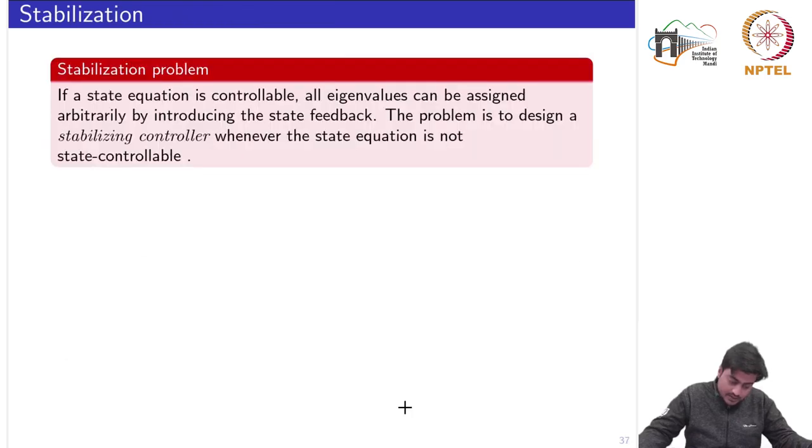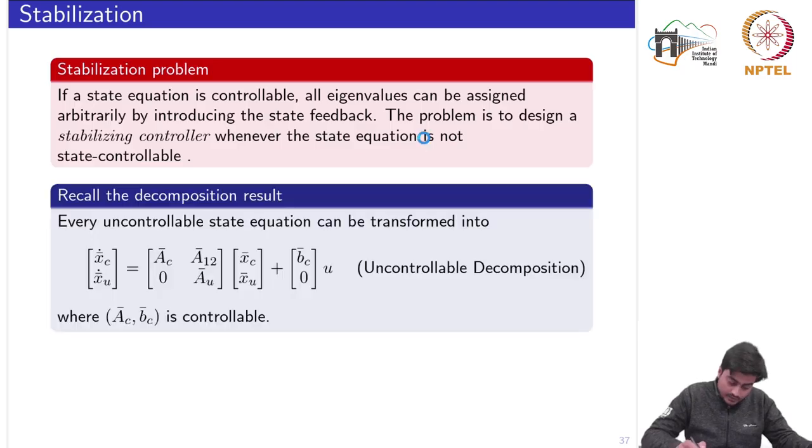We could also see the stabilization problem next. So far we had discussed that if the plant is controllable, then the eigenvalues could be arbitrarily assigned. But the problem here is that we want to design a stabilizing controller whenever the state equation is not completely state controllable. So here we would recall some of the concepts of stabilizability, which requires the decomposition of the original LTI system, from where we could extract the uncontrollable state equation and also the controllable state equation.